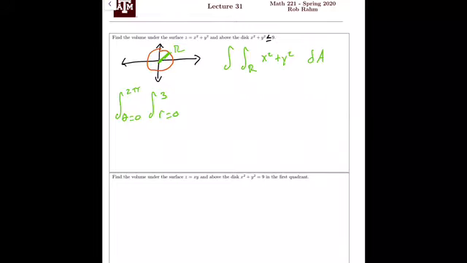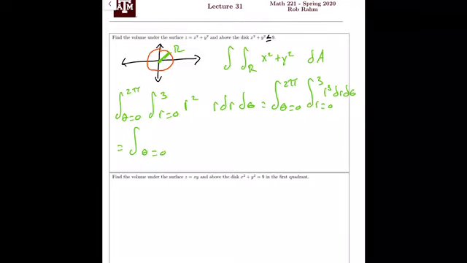The function that we're integrating is x squared plus y squared. That's equal to r squared in polar coordinates. And then in polar coordinates, dA is equal to r dr d theta. And so now we're integrating theta equals 0 to 2 pi, r equals 0 to 3, r cubed dr d theta.